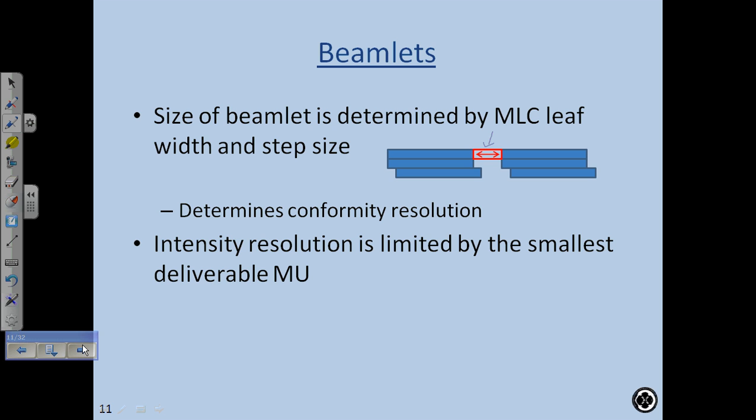The reason we need to define that is that when the treatment planning computers are doing the calculations, they need to know the size of the beamlets and the intensity delivered by each beamlet at a particular time to be able to calculate the dose. The size of the beamlet determines the conformity resolution. So if these beamlets are smaller in either direction, we can get a better conformity.